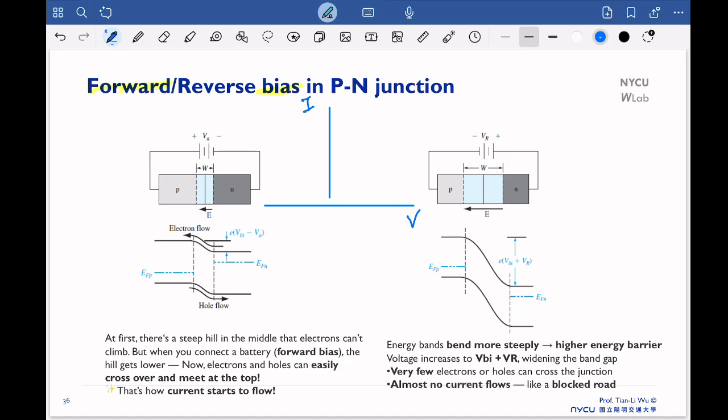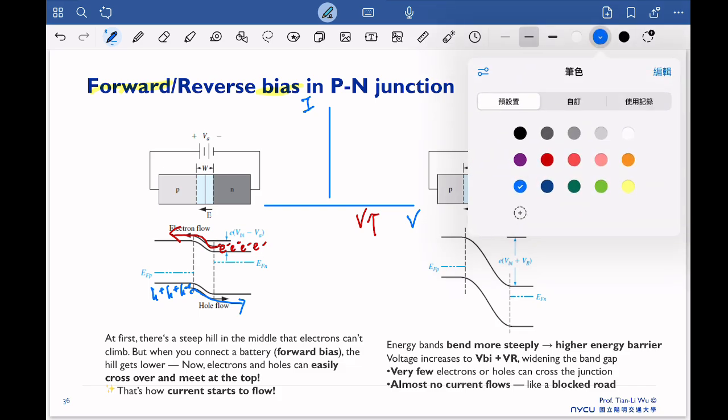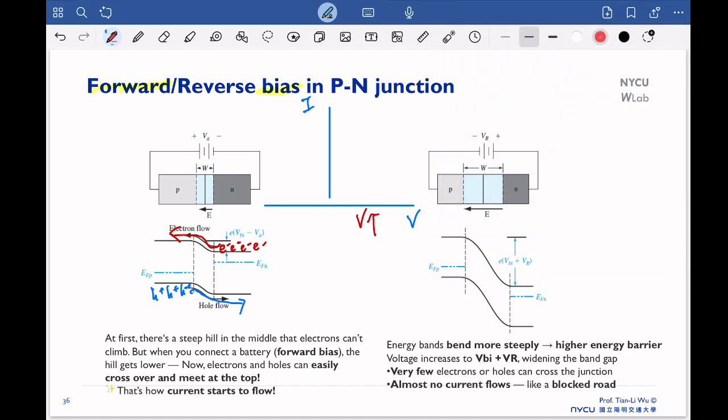The forward bias means this is a region where we start to increase the bias. When we increase the bias, we can clearly see the barrier is reduced. Once the barrier is reduced, our electrons finally can flow to the left, and our holes finally can flow to the right. Once electrons and holes can flow, we can expect that as we increase the bias, we start to have a current. We start to have a current increase here, right? So that's under the forward bias.